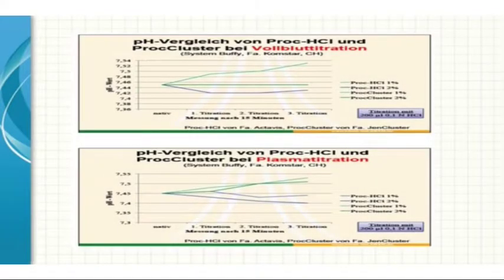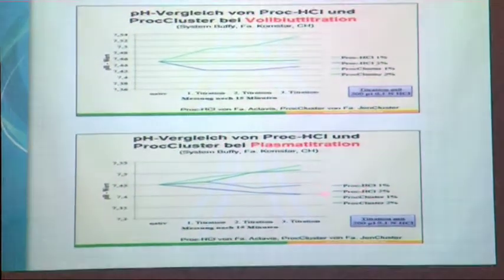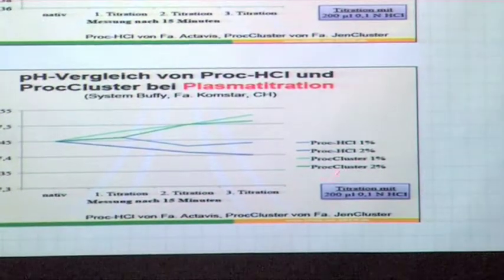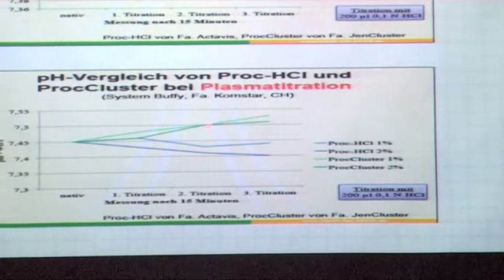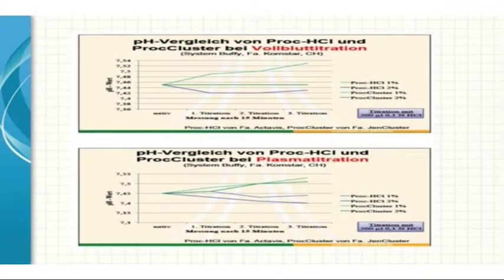We have tested this in comparison to the former procaine, which is bound to hydrochloride, and you see the pH in full blood and in plasma, that only with the 1 and 2% application, in comparison to the corresponding old procaine formulation, only the new formulation really can bring up the pH significantly in the patients.